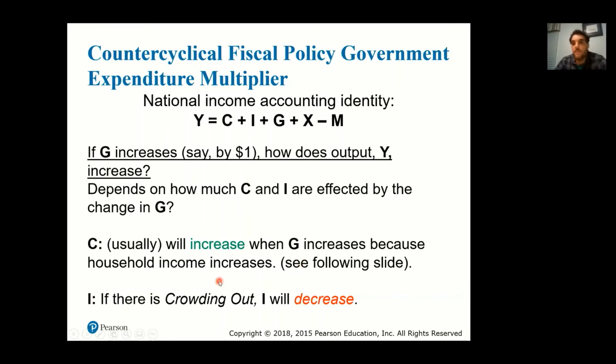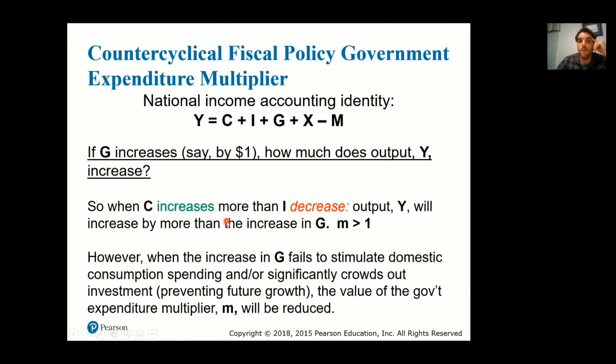So given these counterbalancing effects, increase in consumption driving up output, and the decrease in investment driving down output, well, the government expenditure multiplier, this M, it'll be greater than 1, meaning there will be an increase in output greater than the $1 increase in government expenditure if the increase in consumption is greater than the decrease in investment from crowding out.